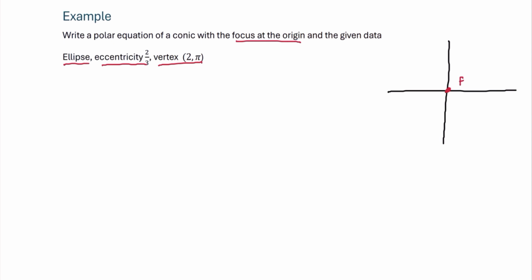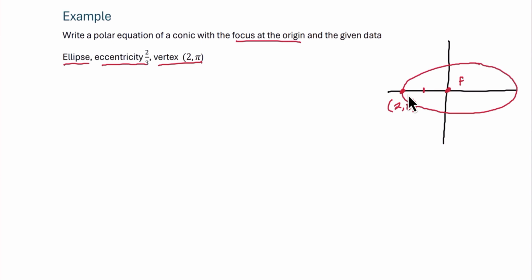and we know the vertex, one of them, is at 2 pi. Again, that is a polar coordinate, so the angle pi is over here, 2 units away from the focus. That means our shape is going to look something like this.